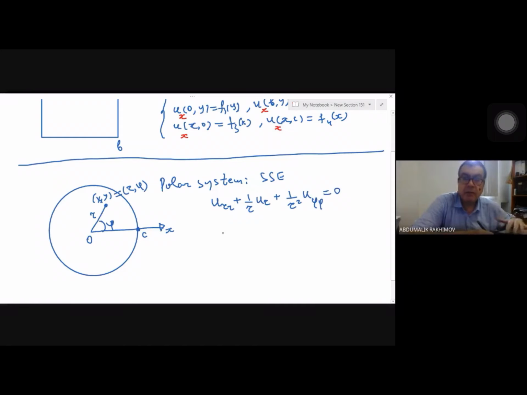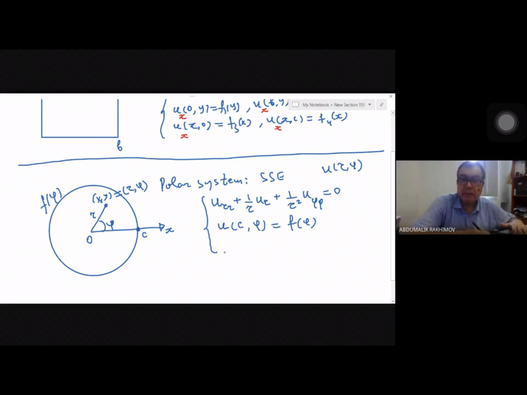Then we have only one boundary condition. What is the boundary condition? The function is actually u(r, phi), not u(x,y). So on the boundary, when r is c, u(c, phi) is equal to, let's say, f(phi). So we are talking about steady state where on the boundary of this circle the given heat is f(phi). So we have the equation and one boundary condition.